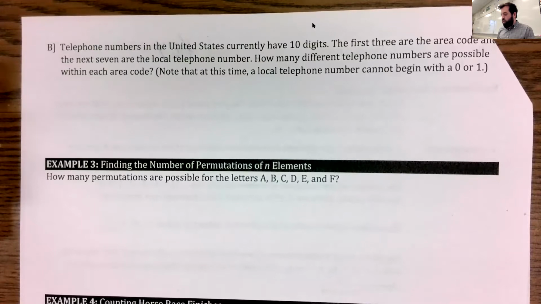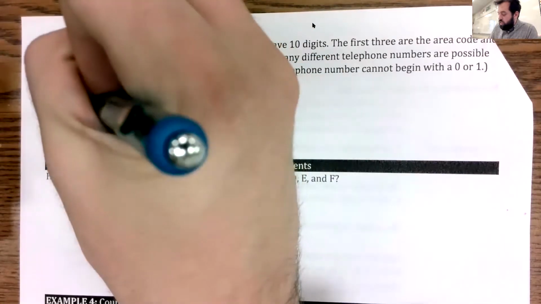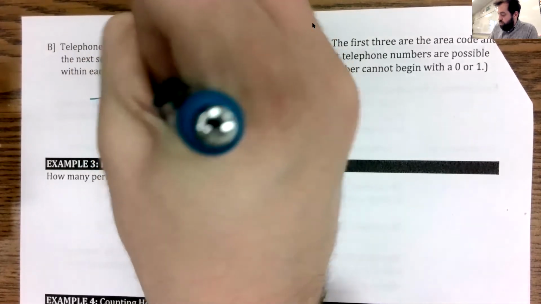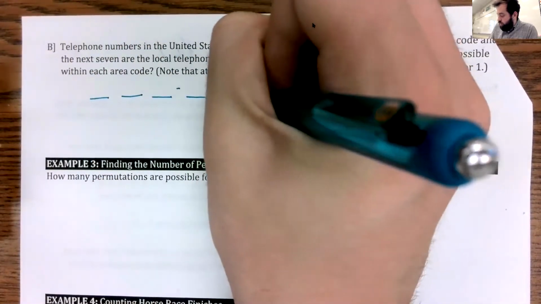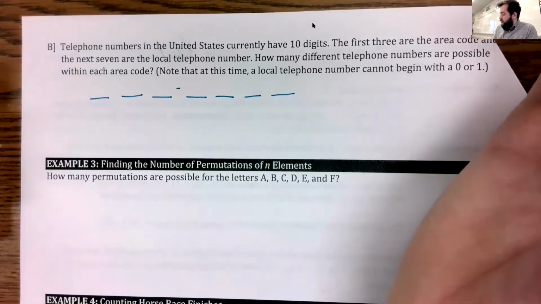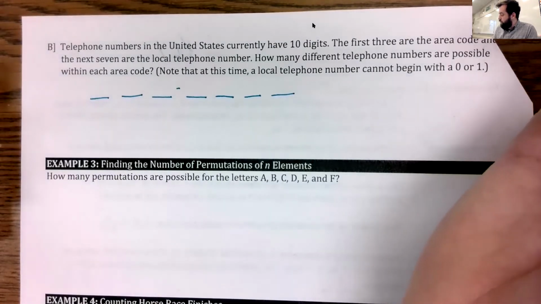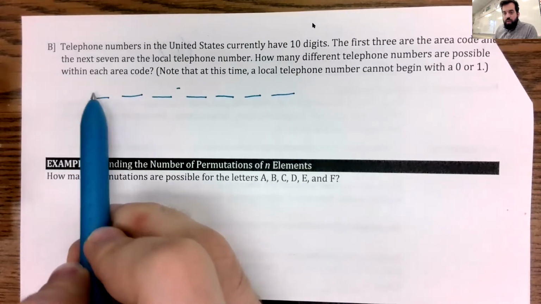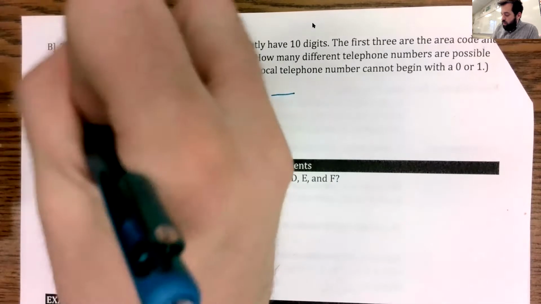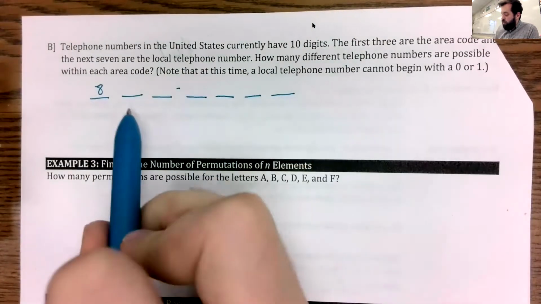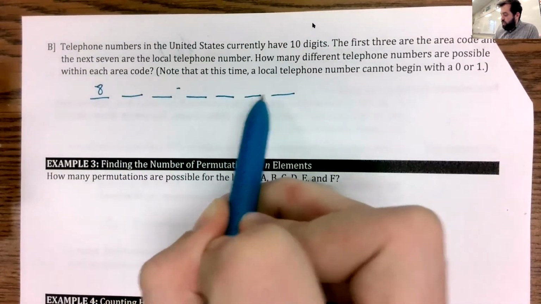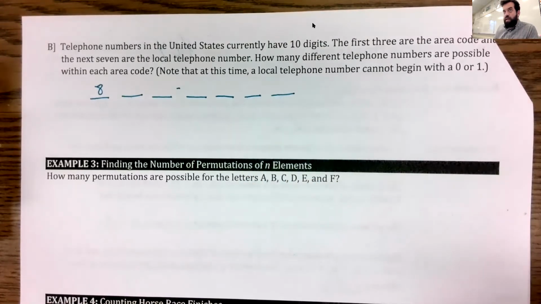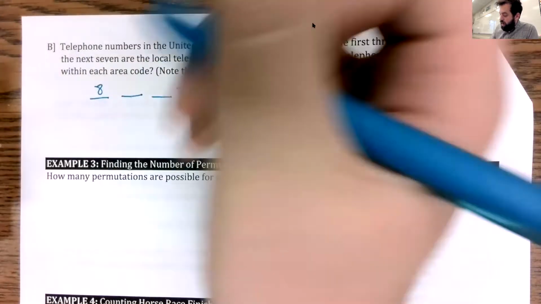So we are looking for, within each area code, the local telephone number. So it's going to be 7 digits long. And let's see, a local telephone number cannot begin with a 0 or a 1. So that means there are 8 remaining digits. The digits 2 through 9 could be in that first slot. But for every other digit, the digits are allowed to repeat. It could be any digit. So there are going to be 10 options for each one.